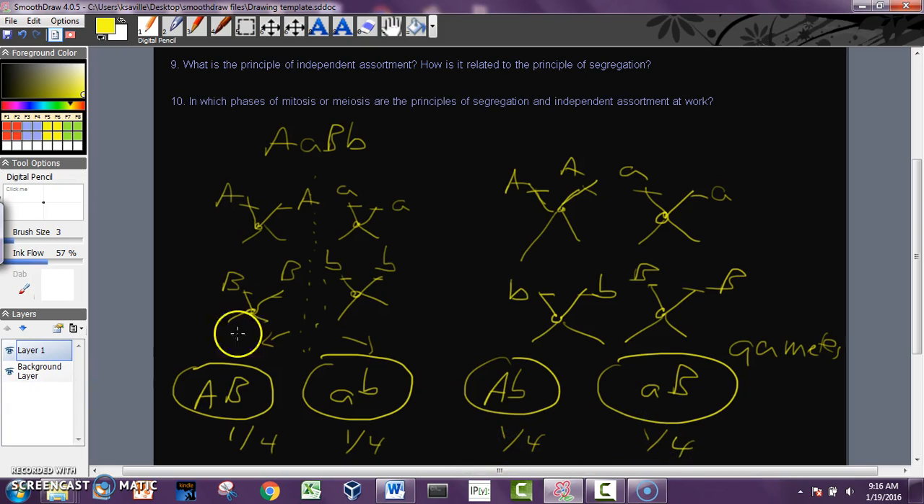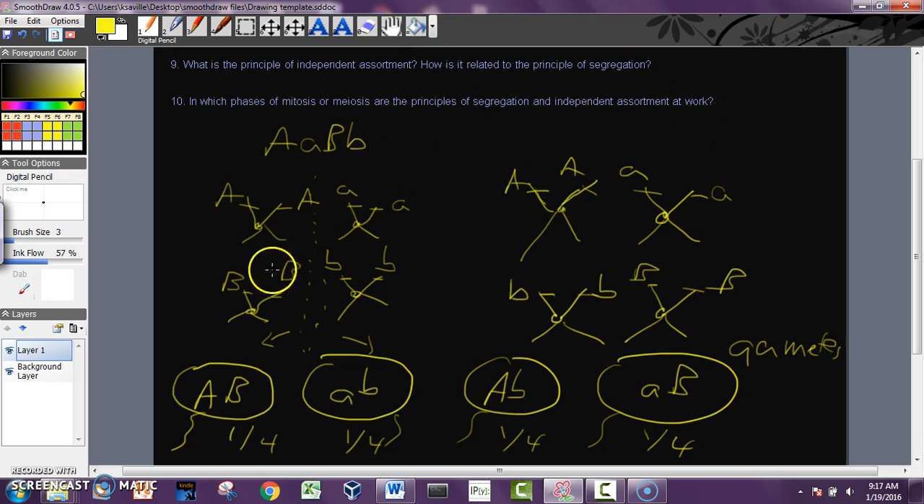And that's independent assortment. Independent assortment means that they can line up like this, or they can line up like this. If they line up like this, they give us these guys. If they line up like this, they give us these guys. And how these things line up is random. So big A and little b can go together, big A and big B can go together, that's random. Now in any given cell, it has to line up one way or the other. But if you look at lots of meioses, so if these are gametes that are giving rise to sperm, you get millions of sperm. And then on average, 1/4 of those sperm will have this genotype, 1/4 will have this genotype, 1/4 will have this, and 1/4 will have this. And so that's independent assortment.